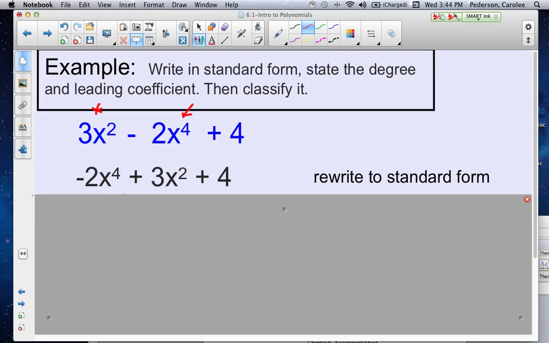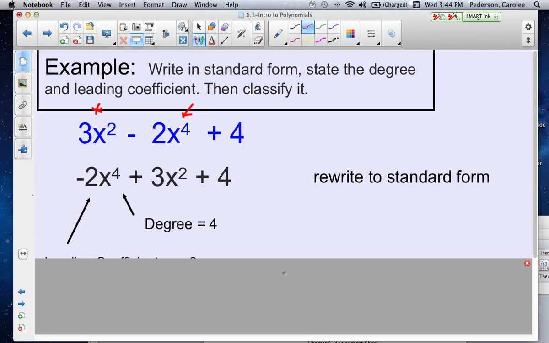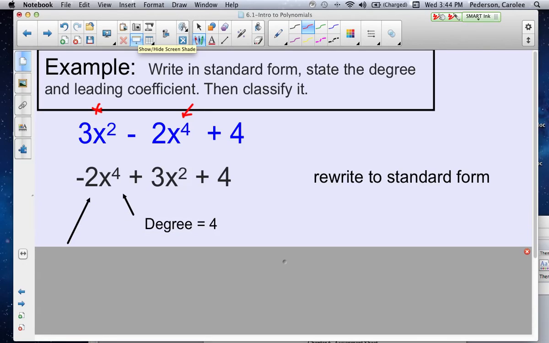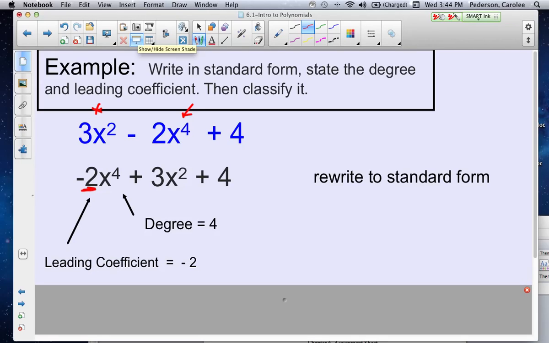So we look at the degree. The degree is a fourth power. And then the leading coefficient is what's in front of that highest term, which is negative 2.